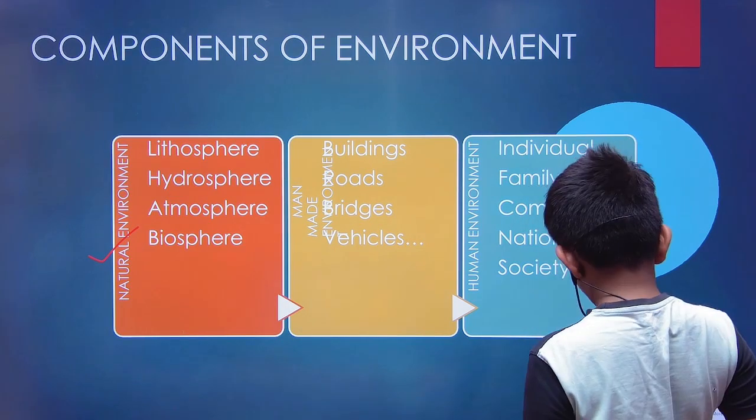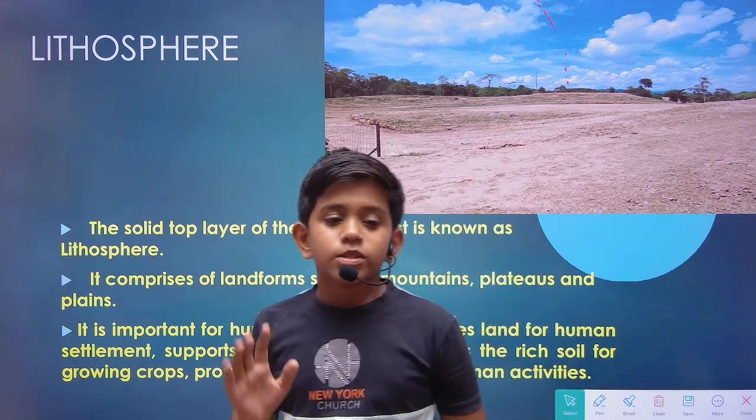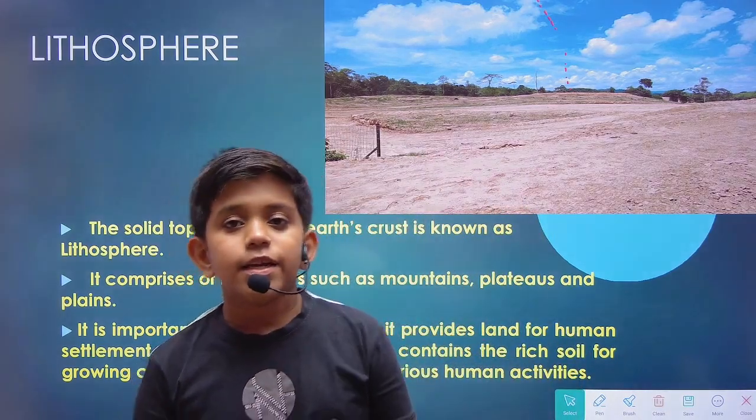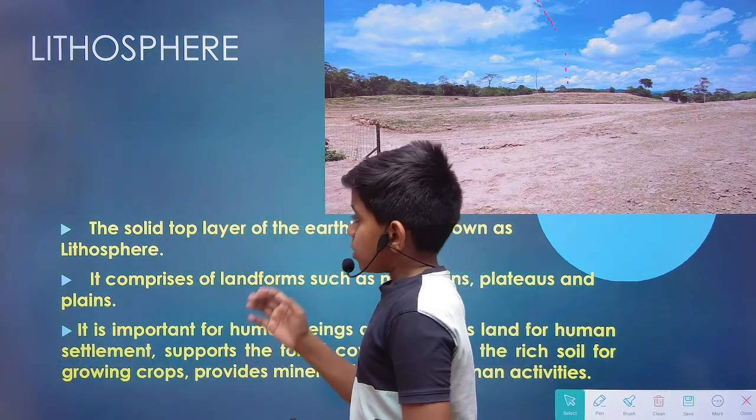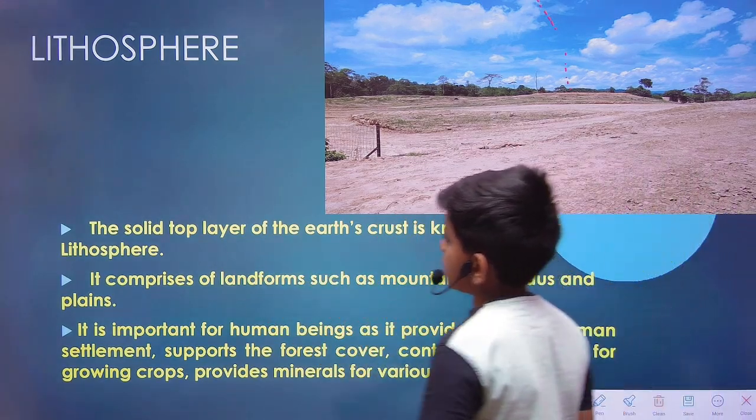Next, lithosphere. Now the first type in the natural environment is the lithosphere. The solid top layer of the Earth's crust is known as the lithosphere.